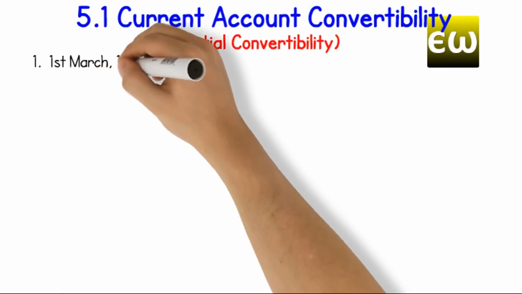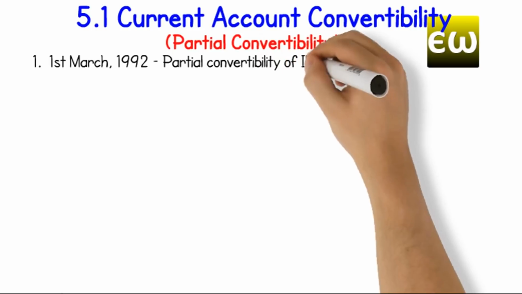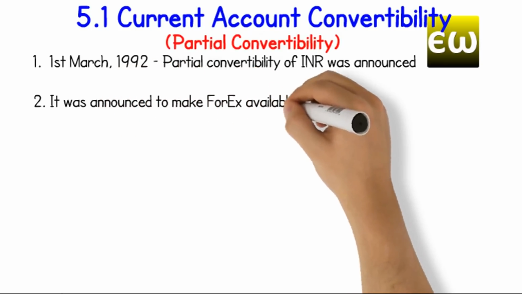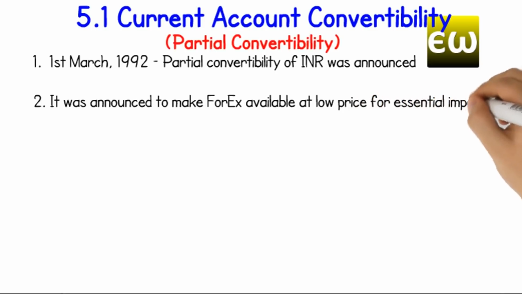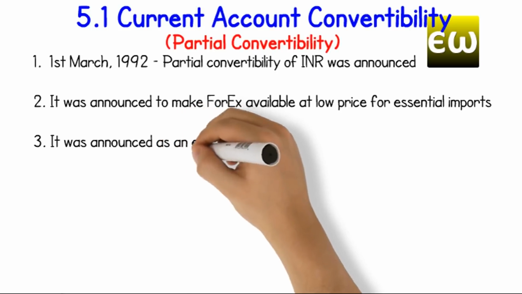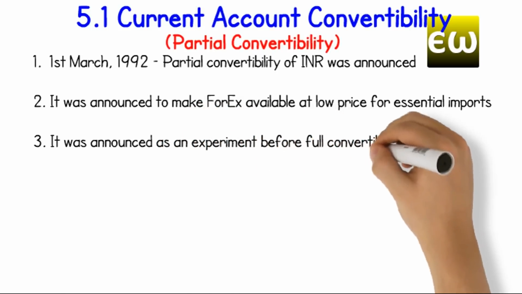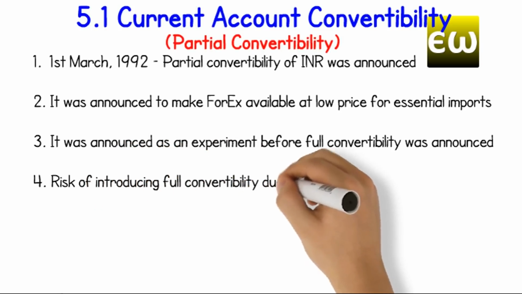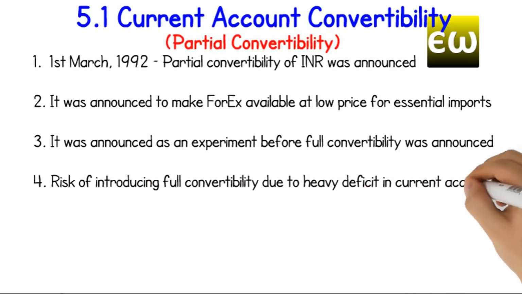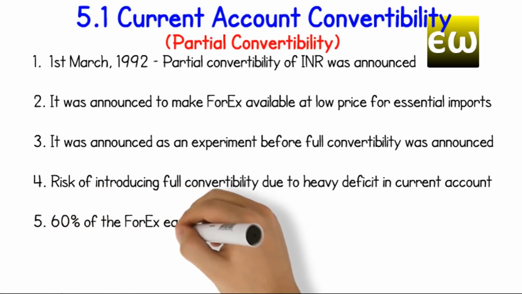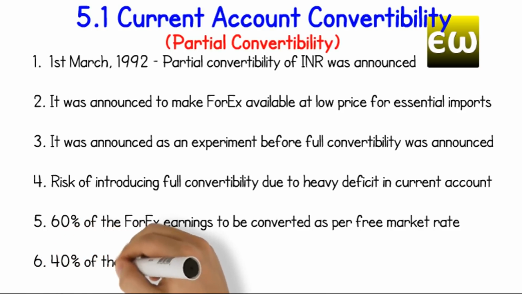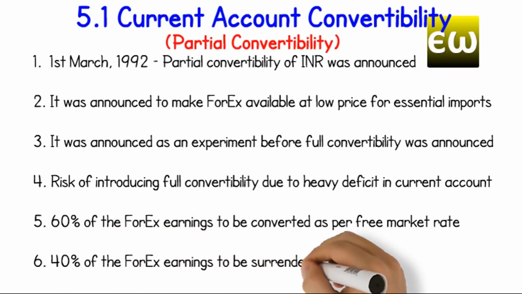Current account convertibility. 1. On 1st March 1992, partial convertibility of INR was announced. 2. It was announced to make foreign exchange available at low price for essential imports. 3. It was announced as an experiment before full convertibility. 4. Risk of introducing full convertibility due to heavy deficit in current account. 5. 60% of the foreign exchange earnings to be converted at the free market rate. 6. 40% of the foreign exchange earnings to be surrendered to RBI.